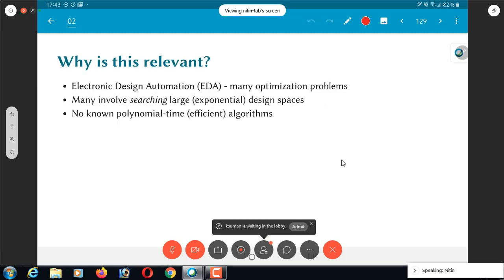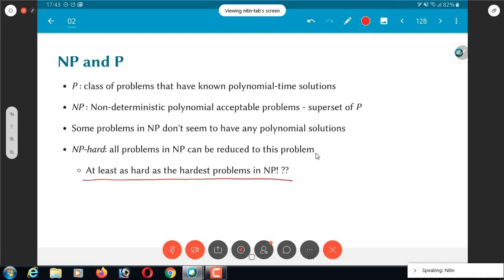Now, the follow-up of this NP and P was that it led to an identification of certain types of problems where people said, look, these problems we know are at least as hard as the hardest problems in NP, and we have not been able to find any polynomial time solutions for them. There are several such problems. We can keep adding to that list by showing that this problem is at least as hard as other problems in NP. And the bottom line is, nobody has so far managed to find a polynomial time solution for it. If a polynomial time solution is found for even one of them, it means that all other problems in this class can also be solved in polynomial time.